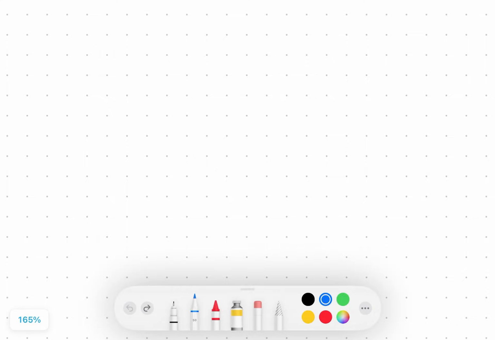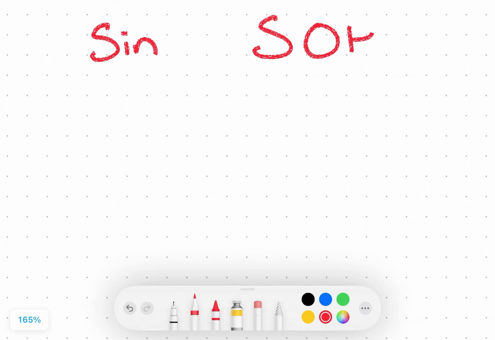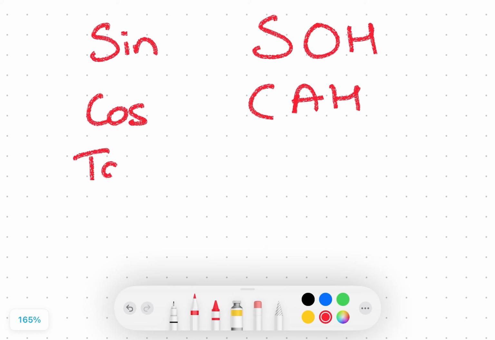Now, trigonometry has got three functions. We've got the sine function, which we learn as SOH, we've got the cos function, which we learn as CAH, and we've got the tan function, which we learn as TOA. So these are the three functions that are to do with trigonometry, and these are the three functions that you are always going to learn.